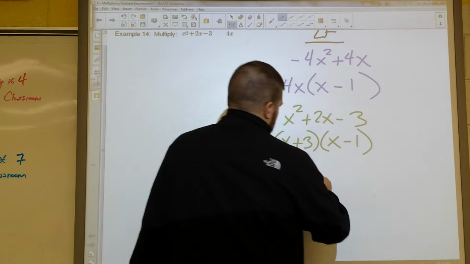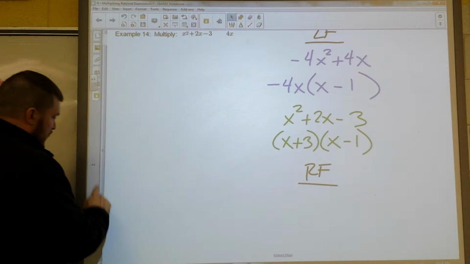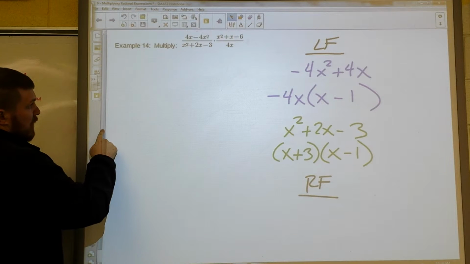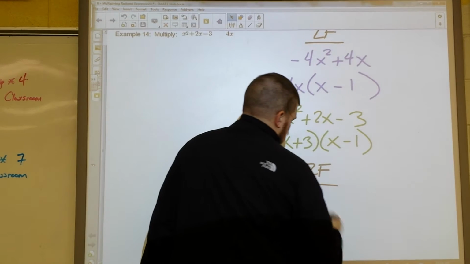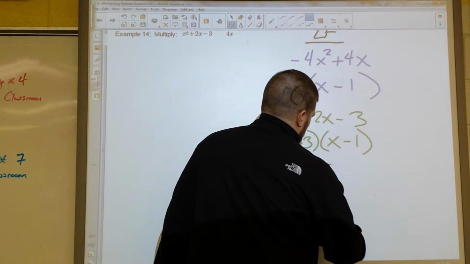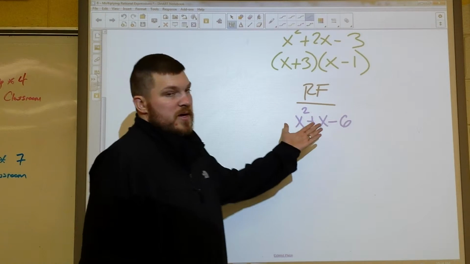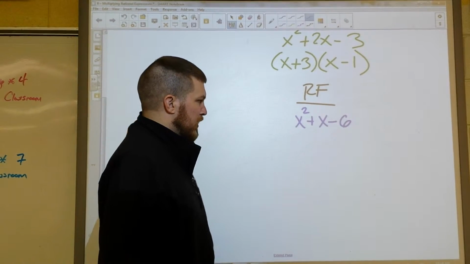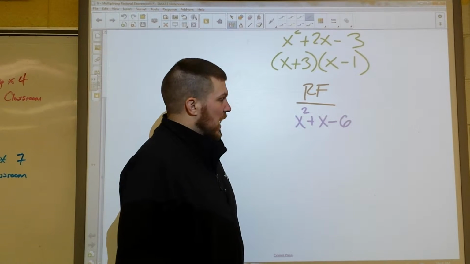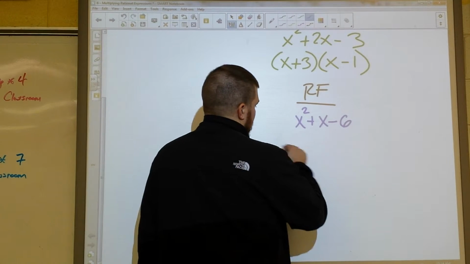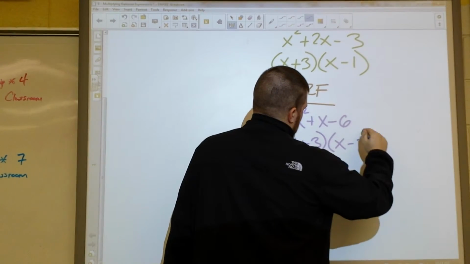Moving on to the right fraction, again, I'm just going to say right fraction so that I can keep my scratch work organized. On top, I'm going to do it in blue. I have x squared plus x minus 6. And again, I have 3 pieces, so I'm going to try to use the bottoms up method. I'm going to try to find factors of negative 6 that add up to positive 1. So I'm going to say x plus 3 and x minus 2.